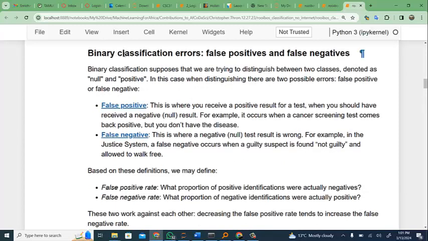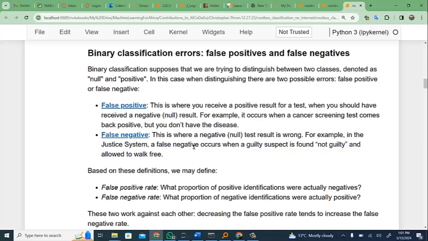So here we've got binary classification errors, false positives and false negatives. A false positive is when you get a positive result for a test when you should have received a negative result. For example, if you're screening for cancer and it comes back positive, but in fact the patient does not have the disease, that's a false positive. A false negative is when the test result is negative, but in fact the item is positive.